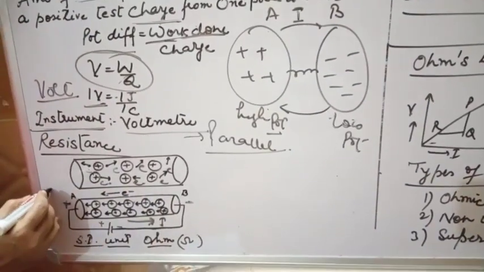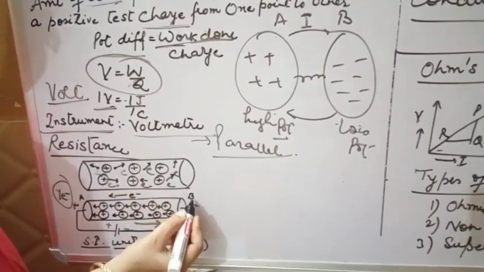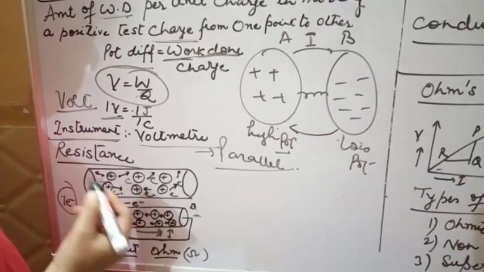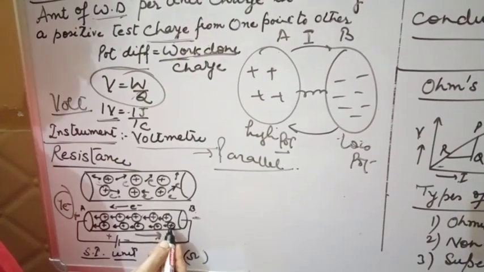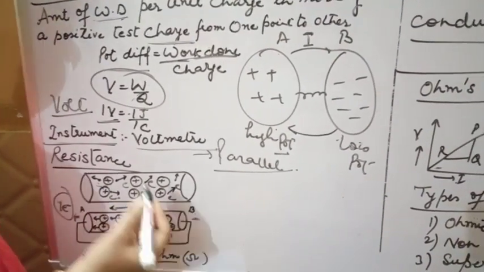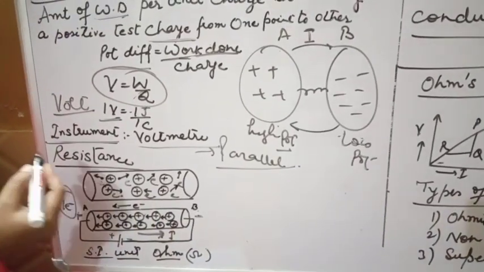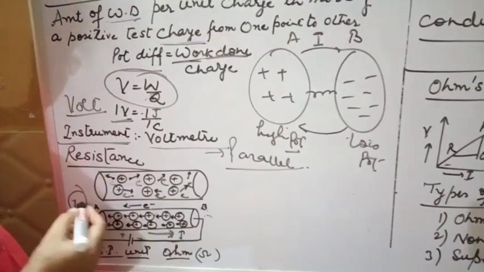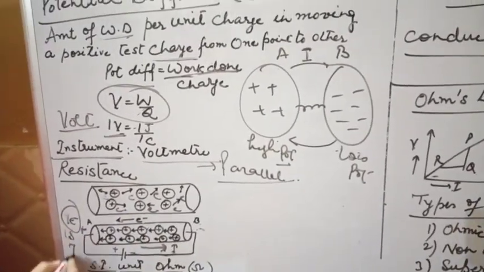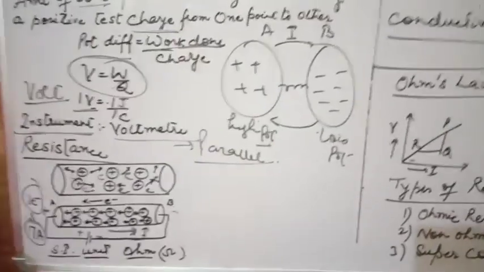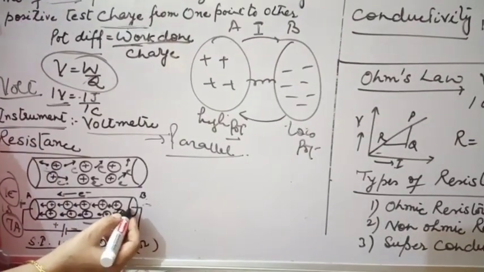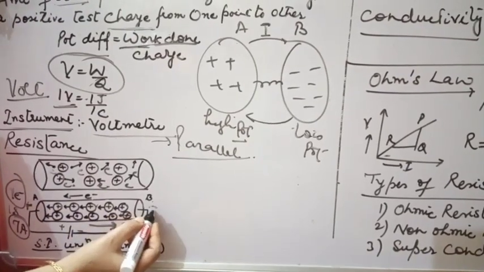Suppose 7 electrons will move from B to A, but the path is not so smooth. What happens there? These electrons will strike other positrons or other electrons. What is the effect of that? Its speed will be less. So for example, if 7 electrons reach successfully from B to A in 1 second, then how much current will flow? 7 ampere.